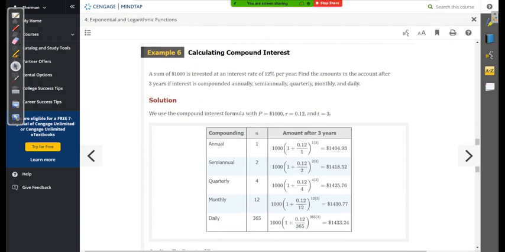At an interest rate of 12% per year. Okay, now 12%, we're not going to be putting 12, right? 12% in decimal form is 0.12. And of course, you see that in all of these as well.